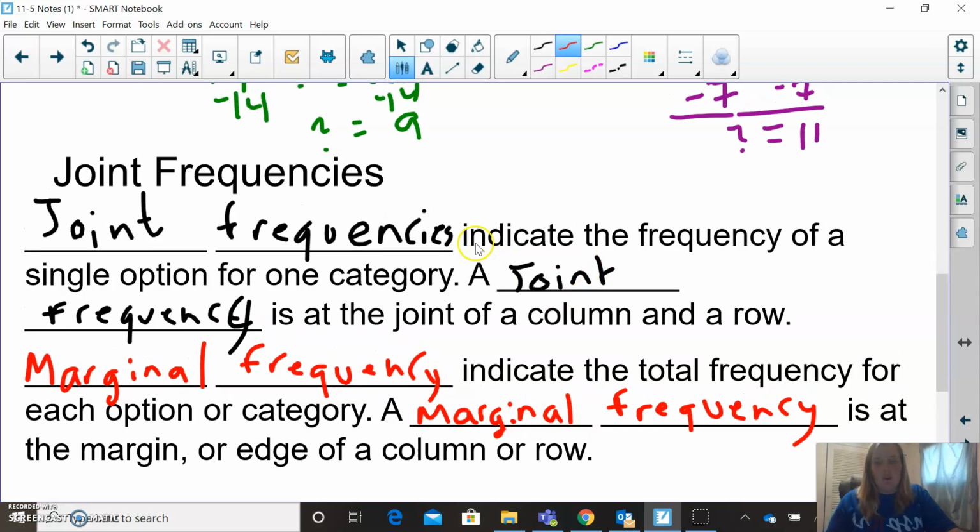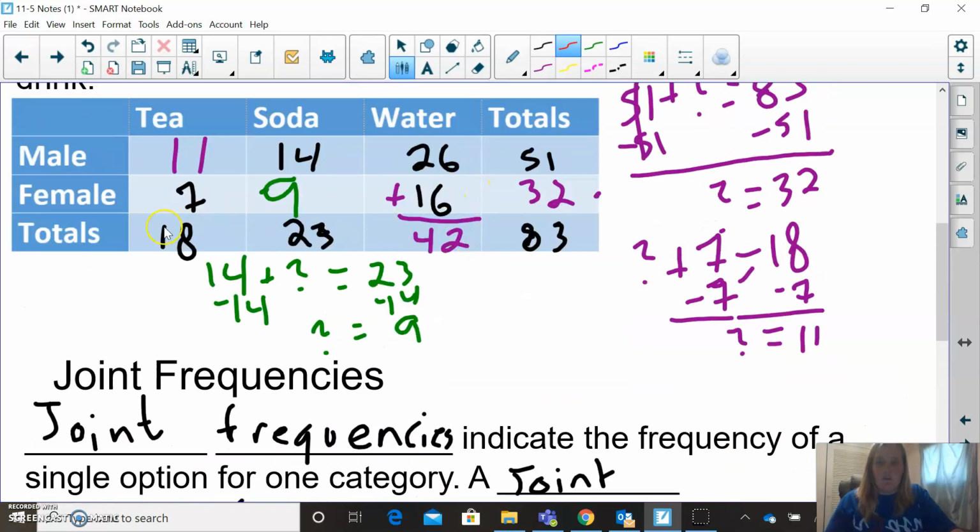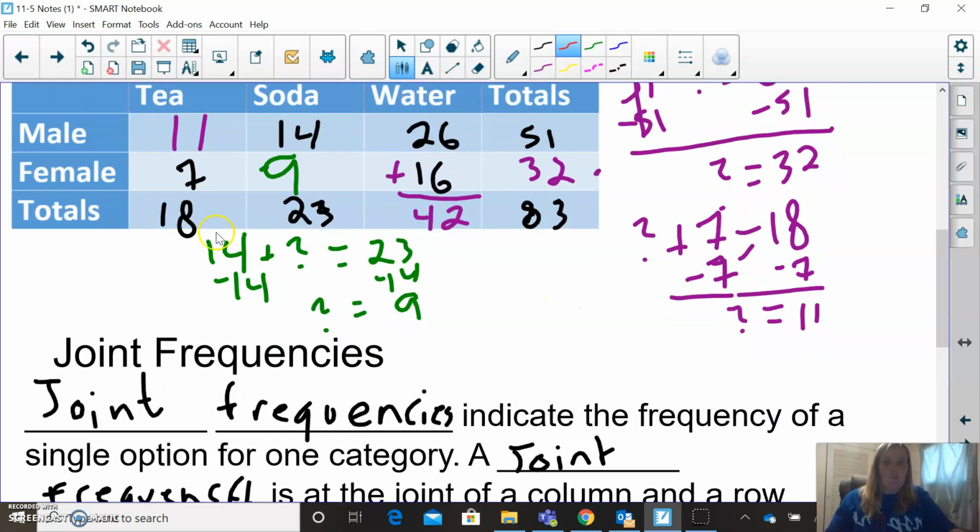So the joint frequency in this table would be like 18. The total number of people that chose tea, or 23, the total number of people that chose soda, or the marginal frequency is also the 51 total males or the 32 total females. So marginal frequency is on the edge. Joint frequency is going to be in the middle.